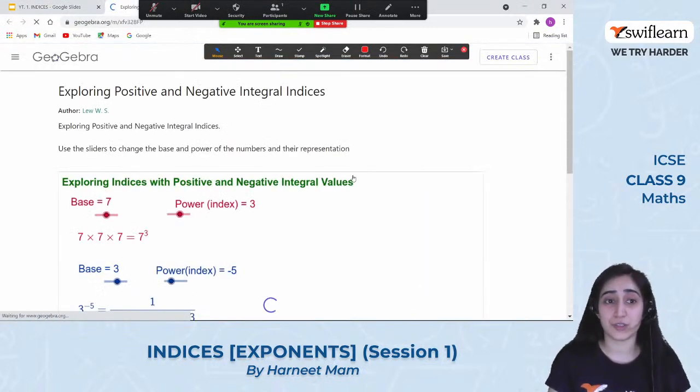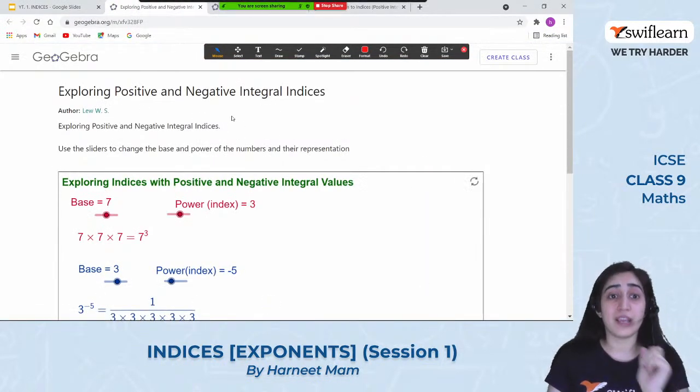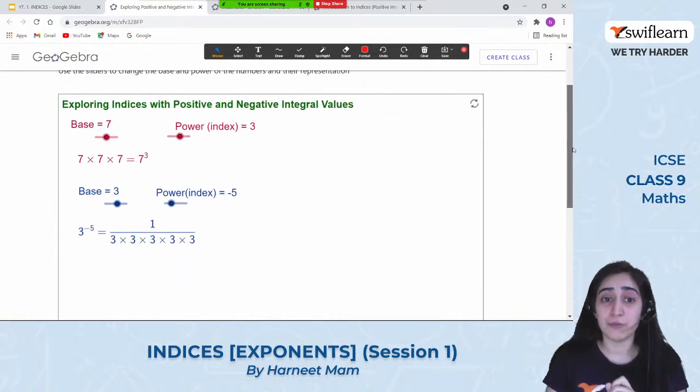Let's see what is stored for us. So exploring positive and negative inverse and indices.